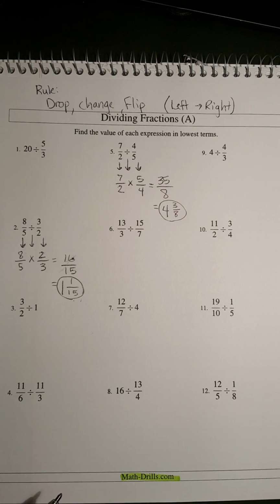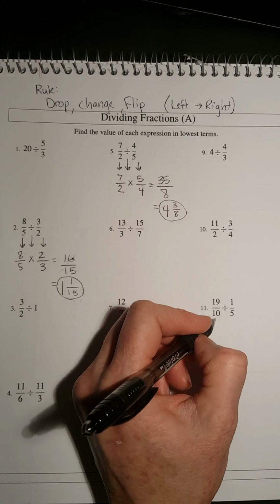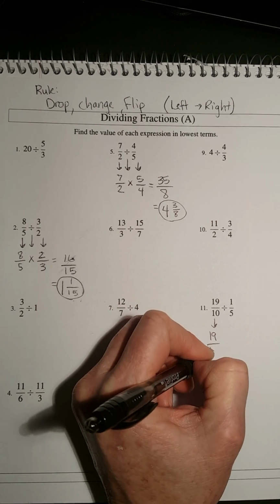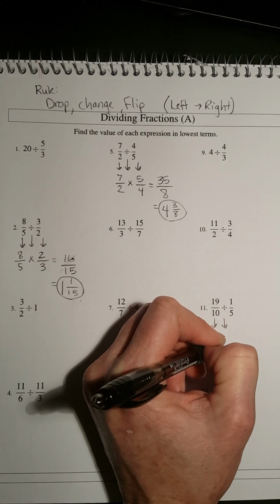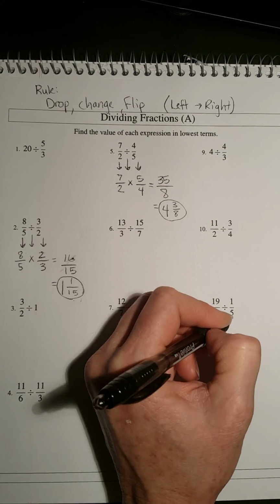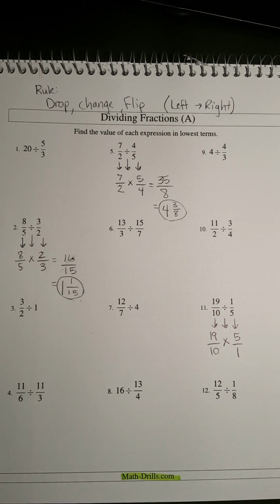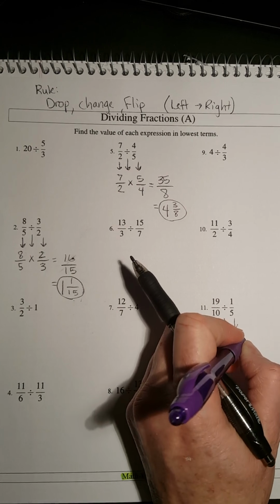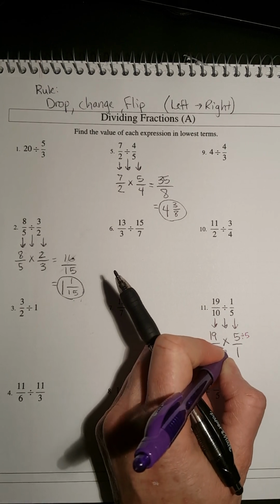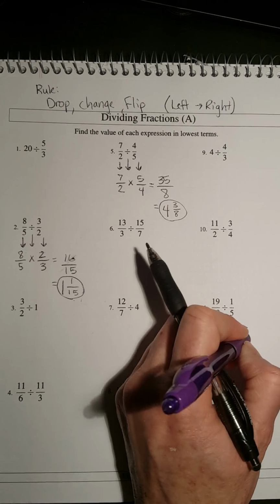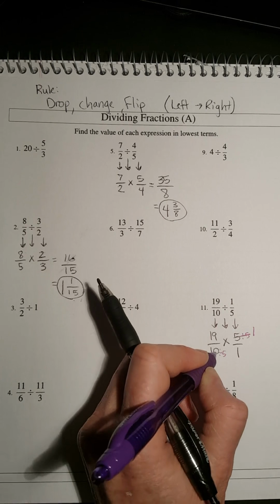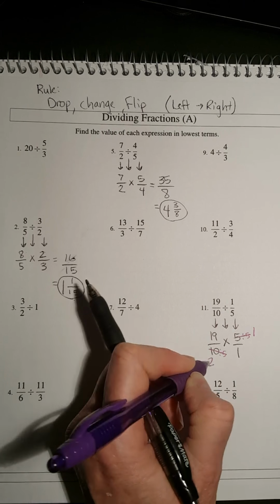Okay, so let's try this one. Let's drop 19/10. Let's change to a multiplication, and let's flip to 5/1. And look how nice this one is. This one we can divide both 5 and 10 by 5. 5 divided by 5 is 1. 10 divided by 5 is 2.